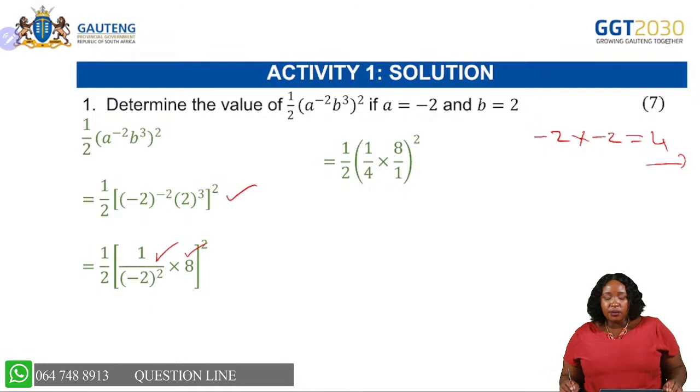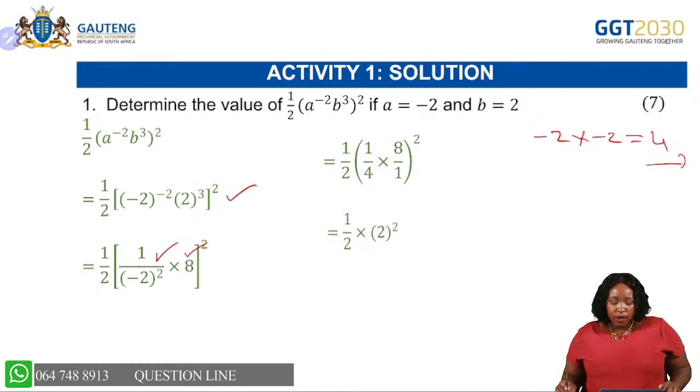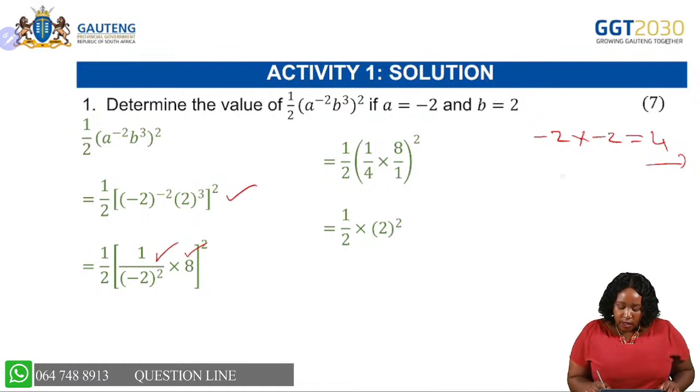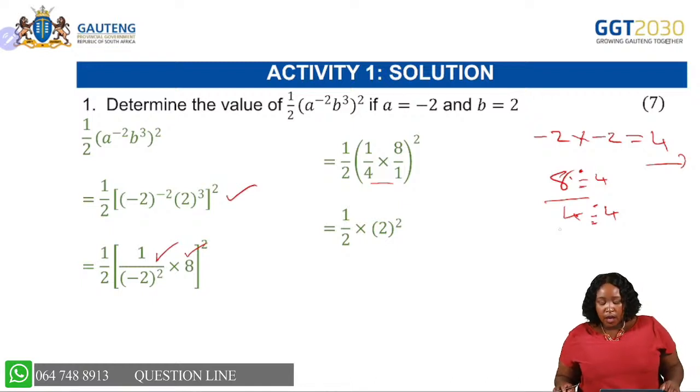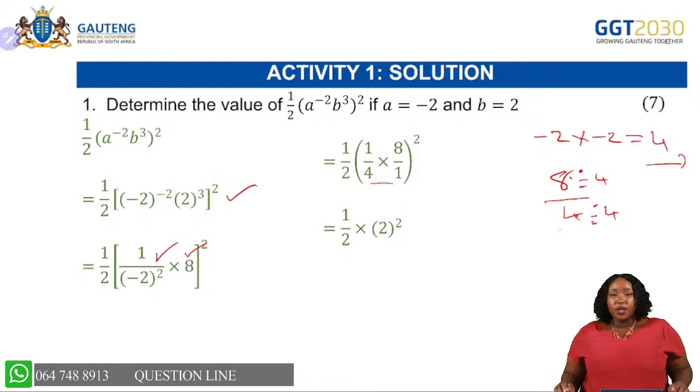So we have 1 over 4 times 8 over 1. Remember, all whole numbers can be written as fractions, right? Okay, so we are still dealing with what is inside the bracket. Don't worry about the exponent outside the bracket. So from here, we say 1 times 8, and that will give us 8. And 4 times 1 will give us 4. We divide both sides by 4. Right, so you can say 4 into 8. And you get 2 either way, right?